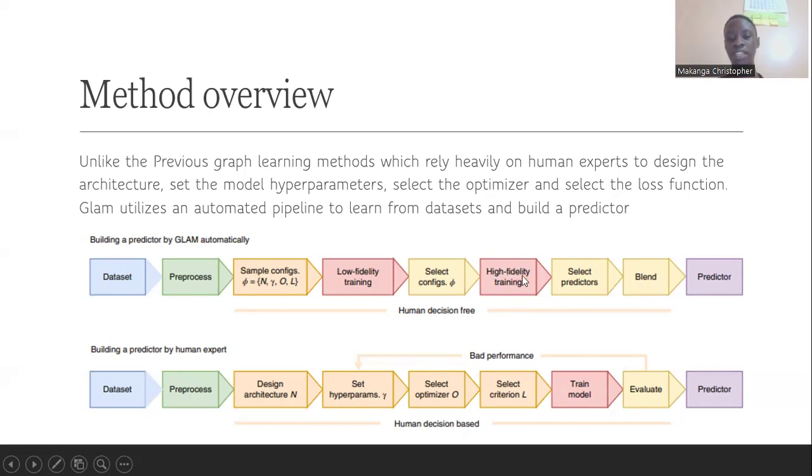Then it undertakes a high fidelity training. After undertaking a high fidelity training, it releases predictors. Now, these predictors are evaluated, and the best predictors are blended to create a predictor. Whereas with the human procedure, a human expert is required to design the architecture, to set the hyperparameters, to select the loss function, to select the criterion, to train the model, to evaluate and create the predictor. So this whole process that has been done by a human expert is being replaced in GLAM by our automated pipeline.